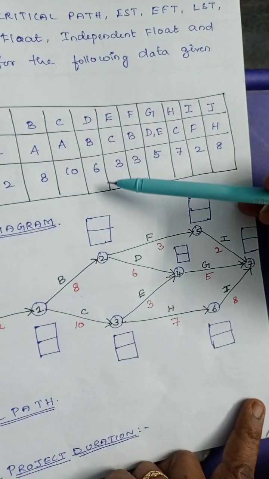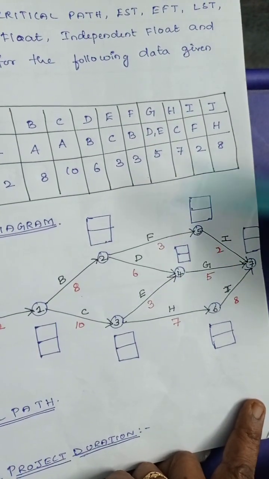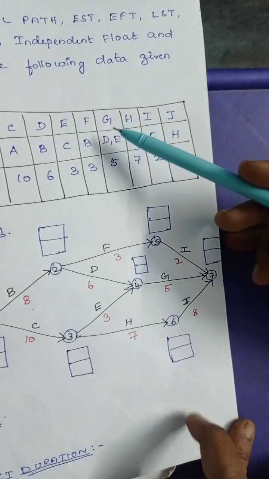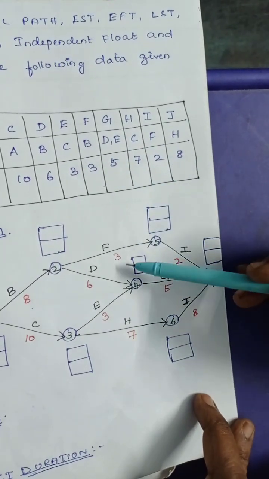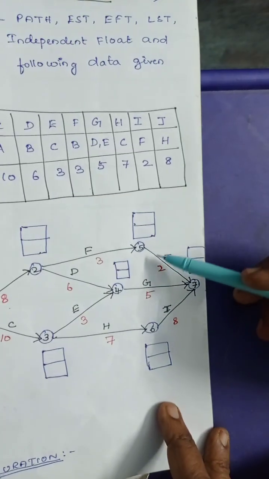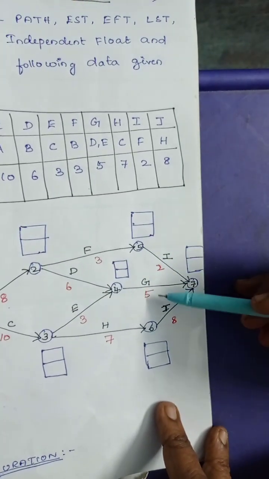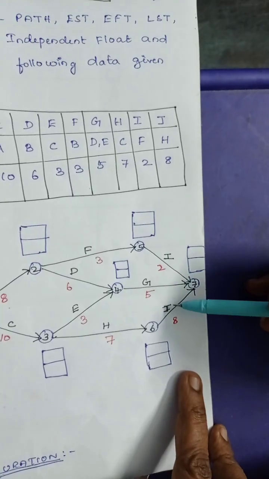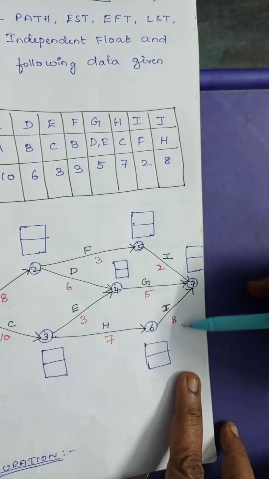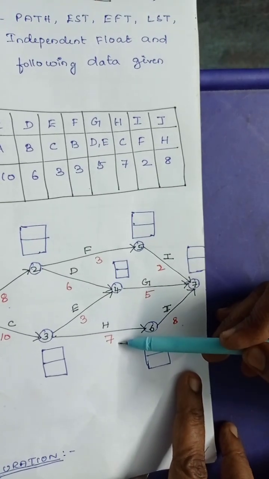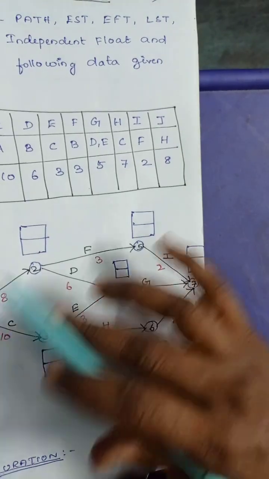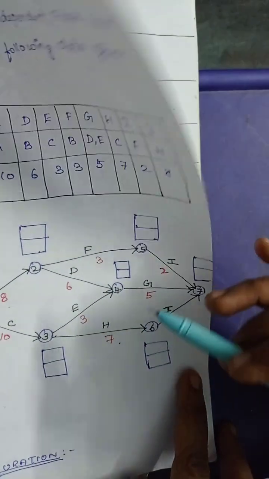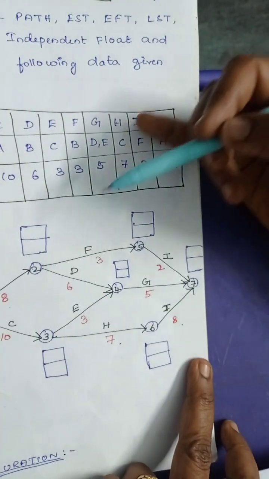For D activity the duration is 6. For E activity the duration is 3, for F activity the duration is 3 and for G activity the duration is 5. For I activity the duration is 2. For J activity the duration is 8 and for H activity the duration is 7. Likewise you have to construct the network diagram.